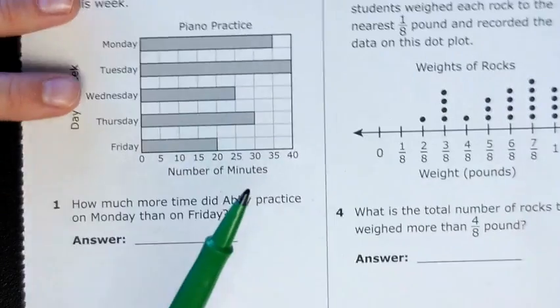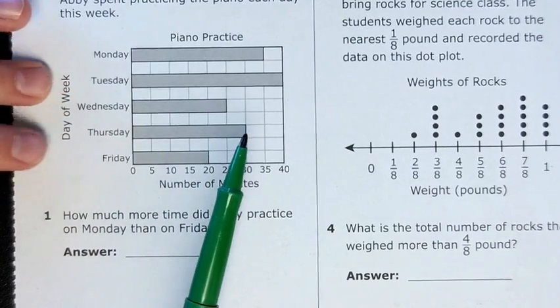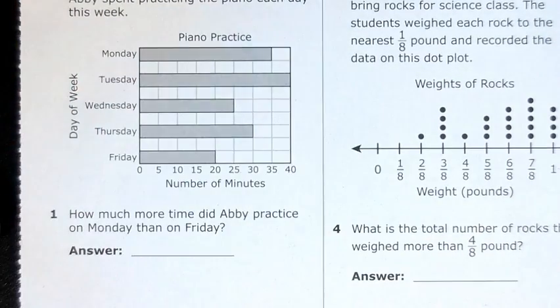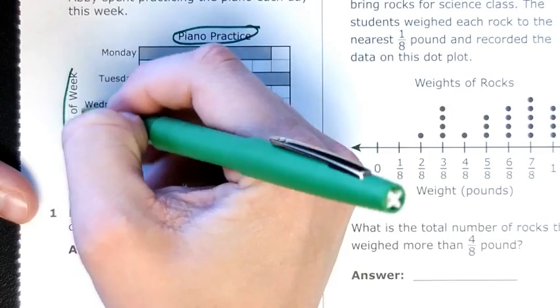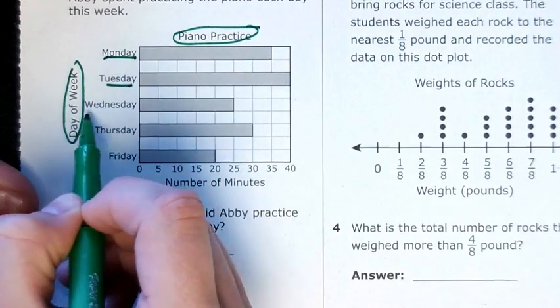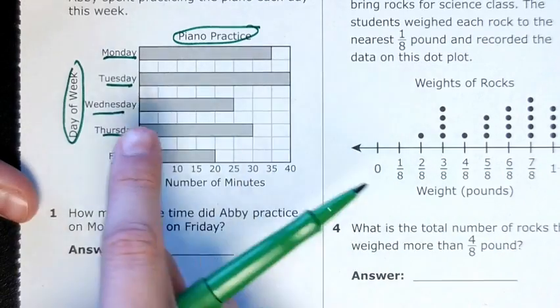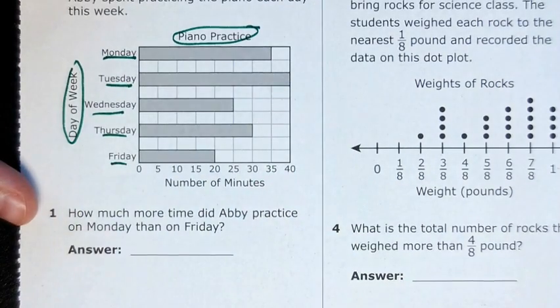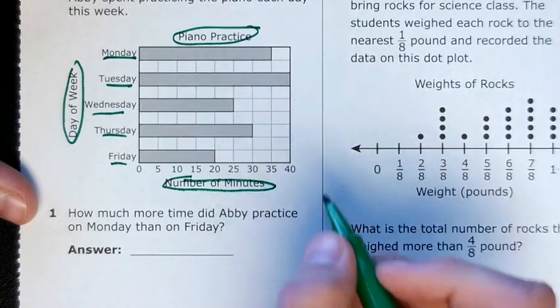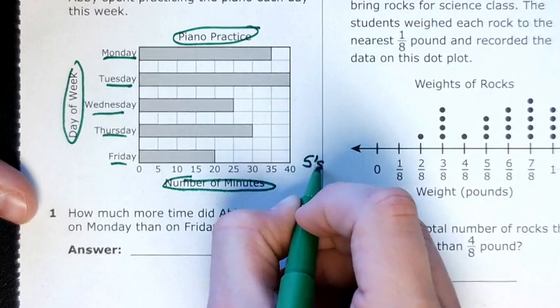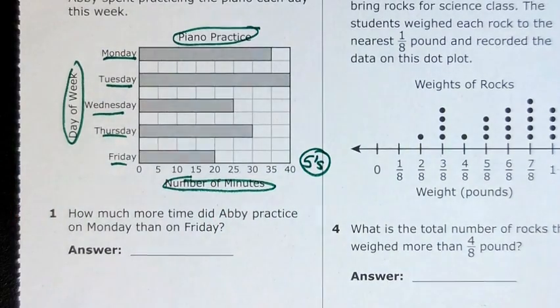I'm looking at this graph. And I know when I see a graph, I need to interpret it and understand it. So I see this is piano practice. These are the days of the week, Monday, Tuesday, Wednesday, Thursday, Friday. I see this is a horizontal bar graph. Down here we have the number of minutes, and I notice it's counting by what? Yeah, fives. So I'm going to make sure I notate that. Now, because it is a bar graph, what do I need to write next to each bar?